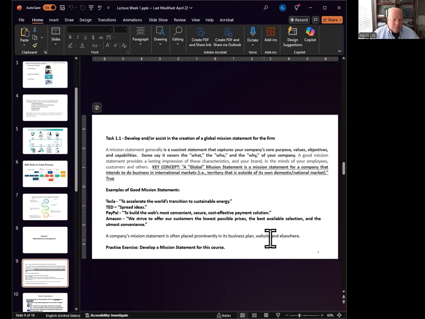I gave some examples. Ooh, I shouldn't have Tesla on here anymore. That's controversial. TED, you might have heard TED Talks, to spread ideas. PayPal, build the web's most convenient, secure, cost-effective payment solution, etc. So if you're in management, you may actually come up with this mission statement for the entire company, or you start your own company. What are we about? And just capture the essence of what you do.